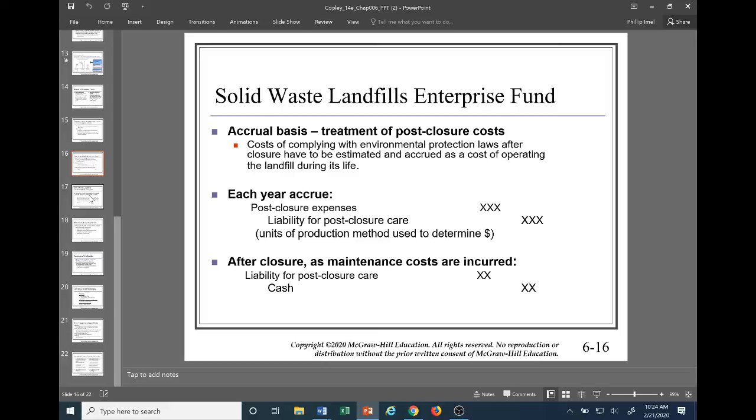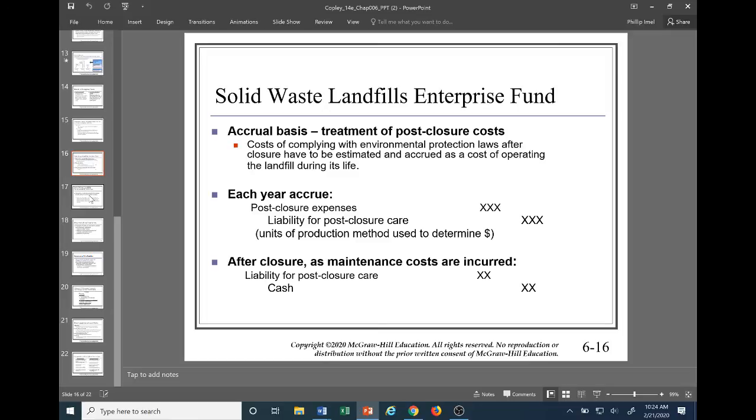So that's with the solid waste landfills. Main thing you hear, post-closure costs. How do we account for them? Do we account for them after the project or during the project? During the project, right. How do we go about determining how much we actually account for that post-closure expense?